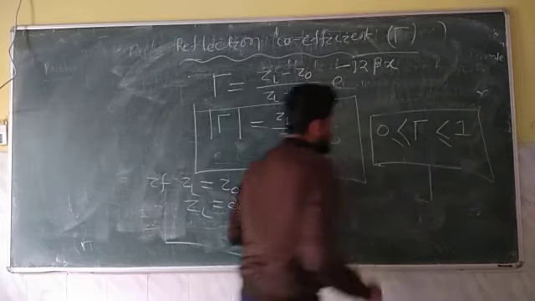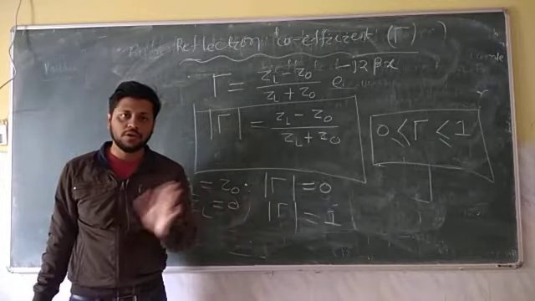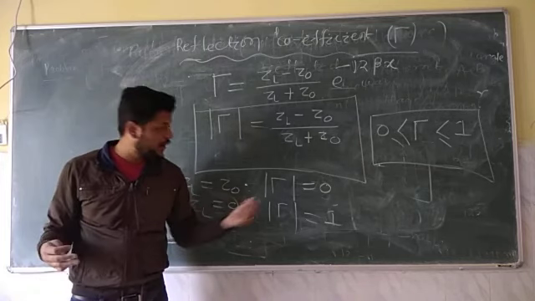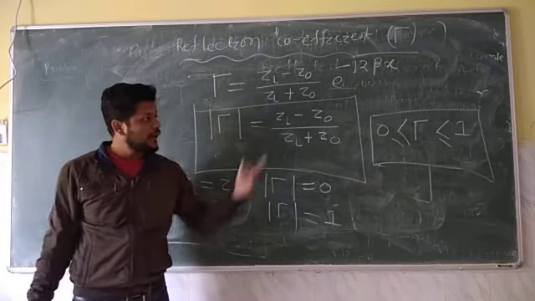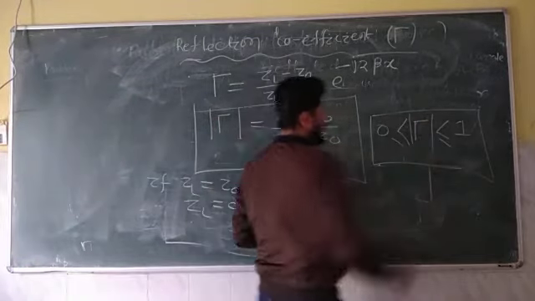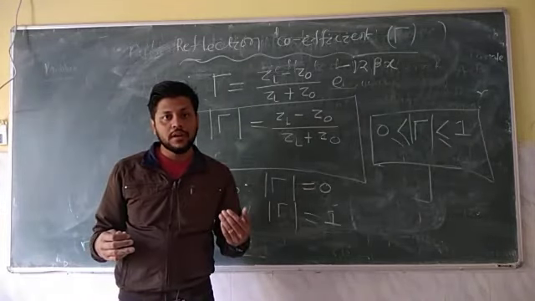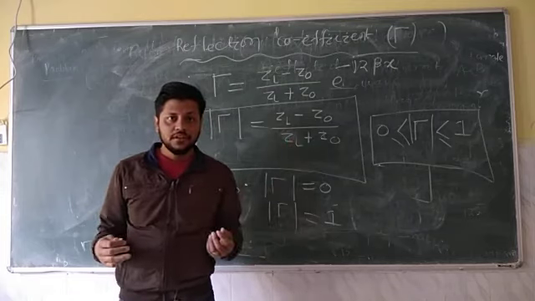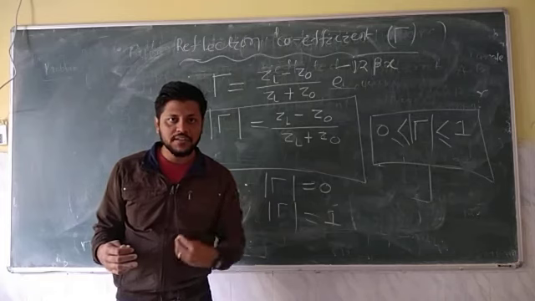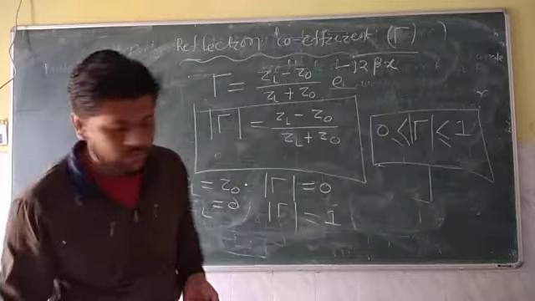So when gamma is equal to 0, maximum power will be transferred. That is, maximum power is transferred when this reflection coefficient is 0. And what is the maximum value of this reflection coefficient? That is your 1. So when there is 0 transmission and 100% reflection, what is that case? When gamma is equal to 1. Gamma equal to 1 means 100% reflection.